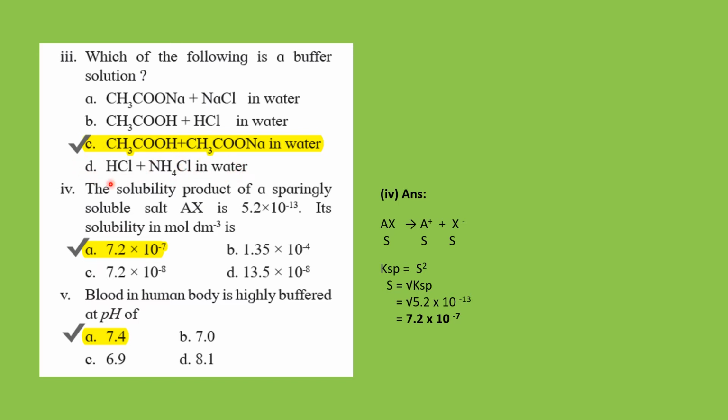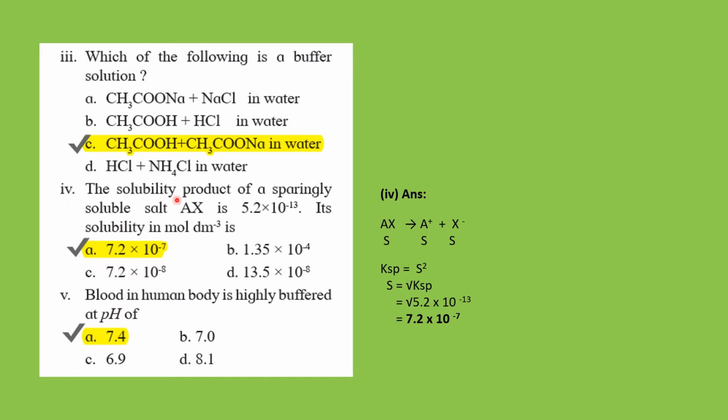HCl is a strong acid and ammonium chloride is the salt of the weak base ammonium hydroxide with a strong acid HCl. So this option is also wrong. So the correct answer is C. Acetic acid mixed with sodium acetate in water is an example of buffer solution.